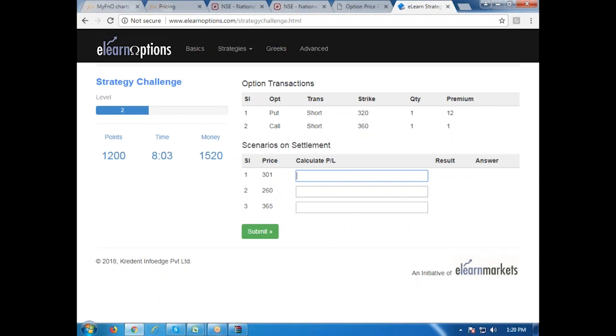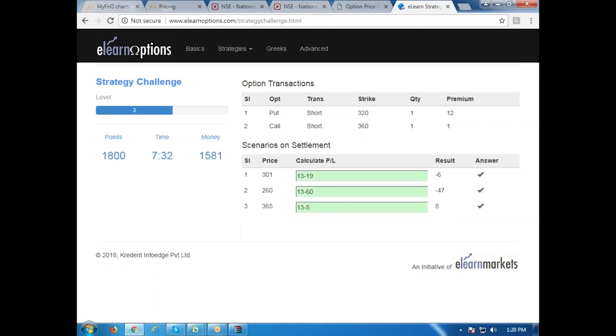So ये स्पीड रहनी चाहिए यार कैलकुलेशन में. 12-13 रुपए इसमें आएंगे मेरे पास. 320 का पुट शॉर्ट है, 301 रुपए हो गए, तो 19 रुपए मेरे लगेंगे, -19. ये 13 रुपए आए मेरे पास और 320 का पुट में 60 रुपए लगेंगे. 13 रुपए आए मेरे पास, 360 के कॉल में 5 रुपए लगेंगे.